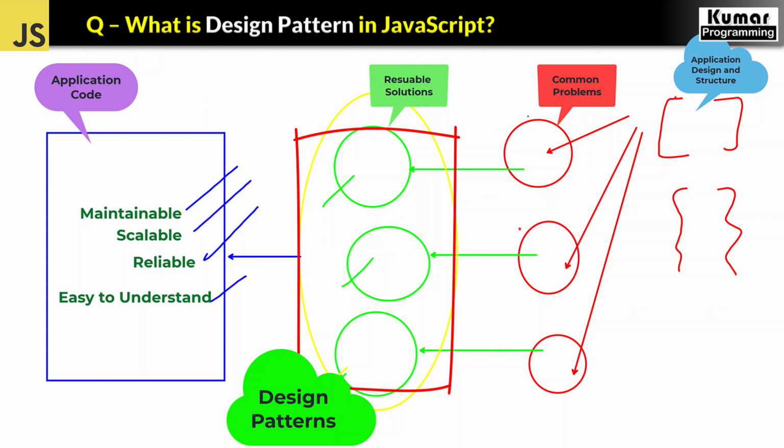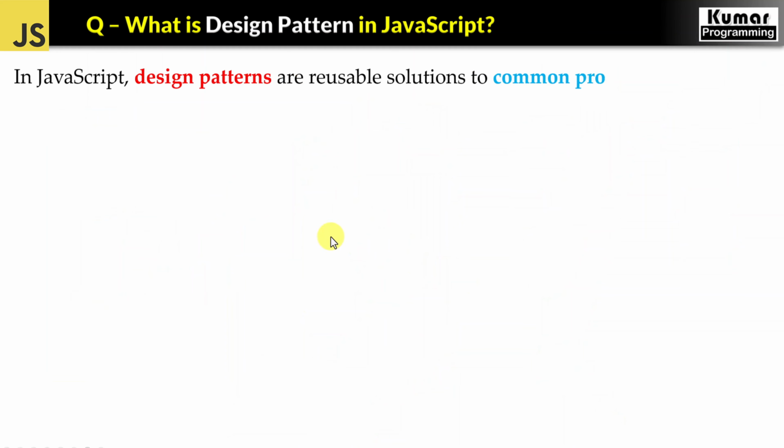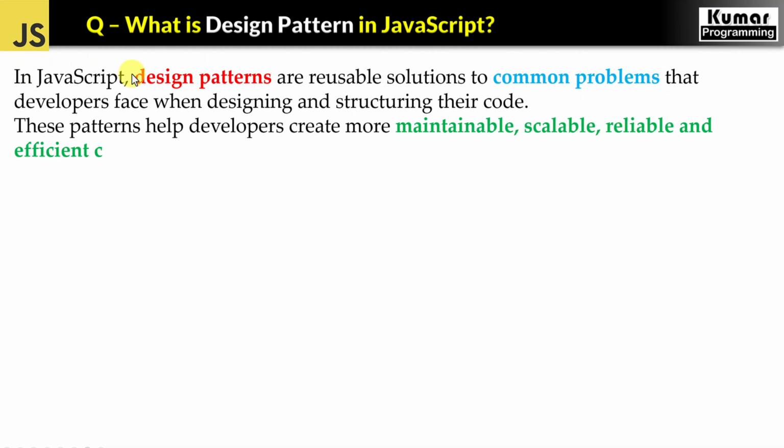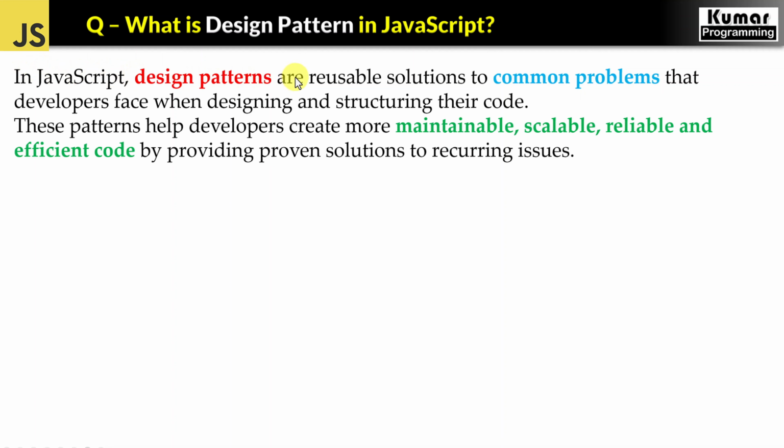Let's see the definition now. In JavaScript or any other programming language, design patterns are reusable solutions to common problems that developers face when designing and structuring their code, right? And these patterns help developers create more maintainable, scalable, reliable, and efficient code by providing proven solutions or reusable solutions or strategic solutions to the recurring issues or common problems. So now I hope that you will be able to answer questions like what is the design pattern and why we use the design pattern.